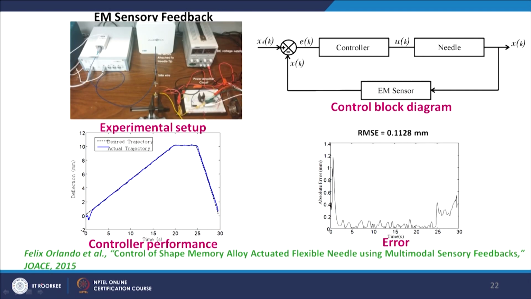Similarly, with the electromagnetic sensory feedback, where the experimental setup is shown here, and this is a tracking system where we attach the electromagnetic sensor on the tip of the shape memory alloy actuated needle. With the control strategy using the electromagnetic sensory feedback, we have observed the performance shown here with the root mean square error coming out to be 0.1128 millimeter. The error plot is shown here.